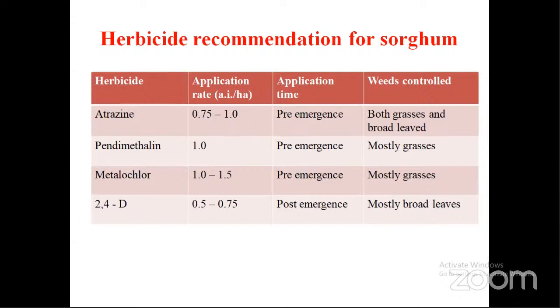The atrazine recommended dose is 0.75 to 1 kg active ingredient per hectare. It is effective against both grasses and broadleaf weeds. Pendimethalin rate is 1 kg active ingredient per hectare. It is effective against most of the grasses. And metolachlor is 1 to 1.5 kg active ingredient per hectare. It is also effective against most of the grasses. And the 2,4-D application rate is 0.5 to 0.75 kg per hectare. It is a post-emergence herbicide. It is effective against most of the broadleaf weeds.